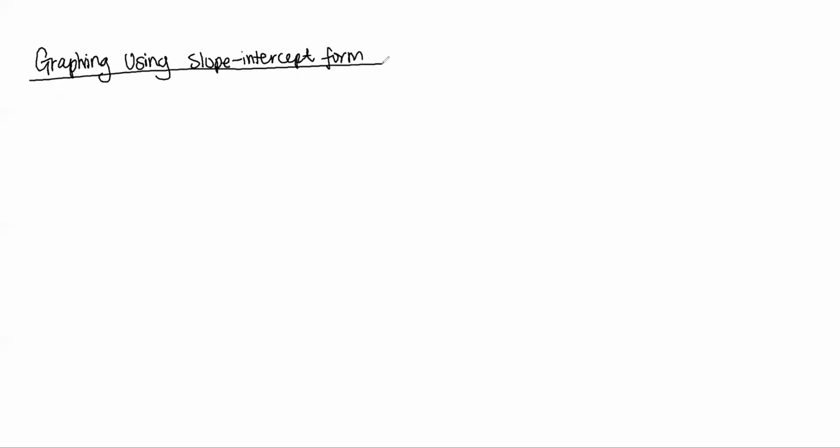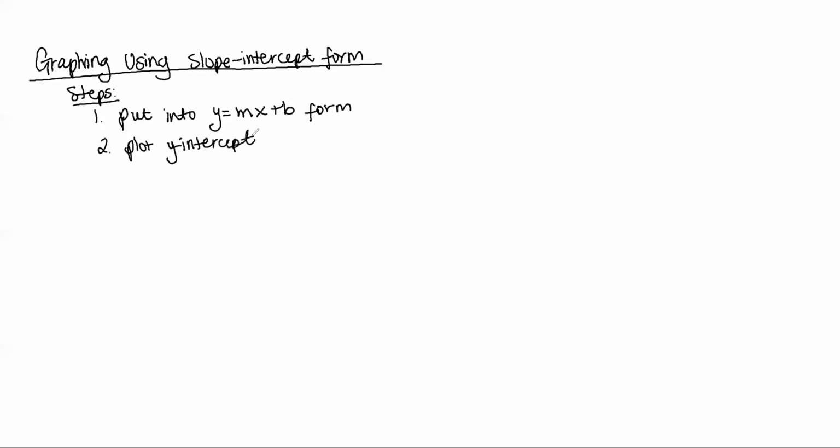So if we want to graph using slope-intercept form, a couple of steps that we want to take. The first step is to put the equation into y equals mx plus b form, if it's not already. It might be given to you in that form. Second step is to go ahead and plot the y-intercept. So remember, this is always going to be a point on the y-axis. Once you have that done, we're just going to plot another point using slope.